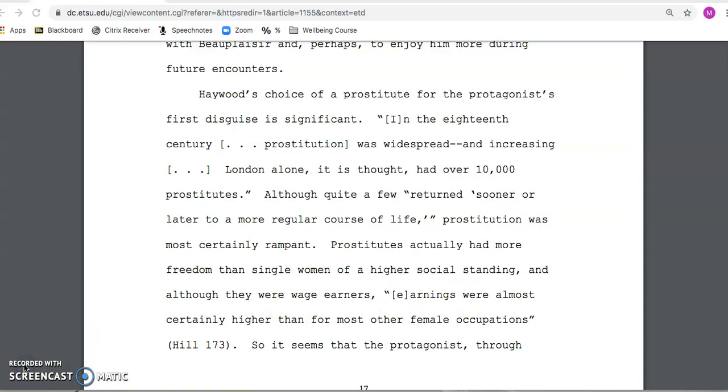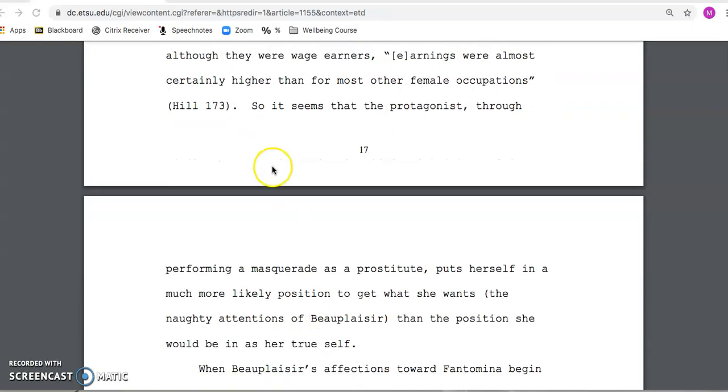Now, as we've previously discussed, once again, she cannot just close out with a quote from another article. She has to elaborate on it. So let's look and see how she does that. So it seems that the protagonist, through performing a masquerade as a prostitute, in other words, she's pretending to be a prostitute in the story, puts herself in a much more likely position to get what she wants, the naughty attentions of Beauplaisir, than the position she would be in as her true self.